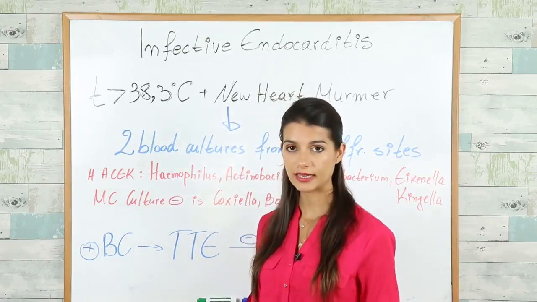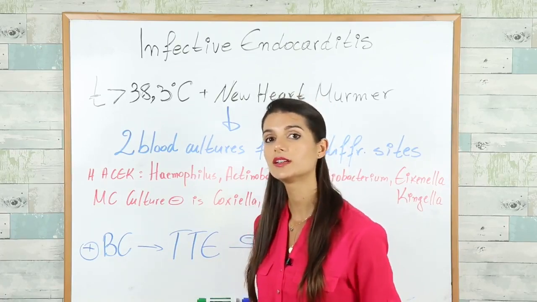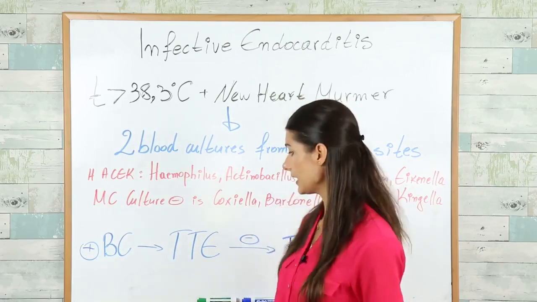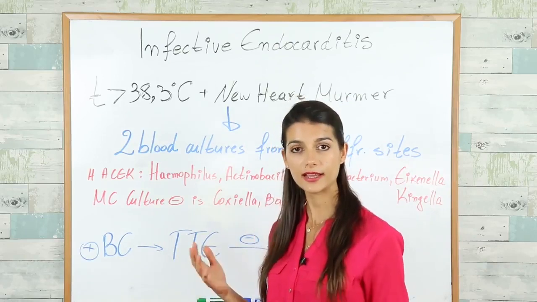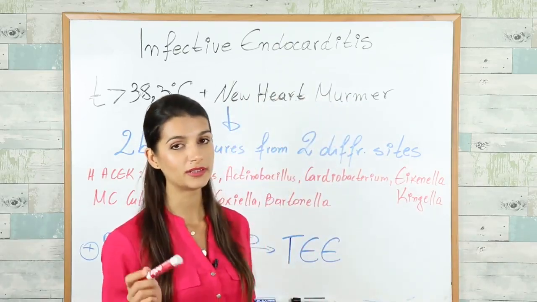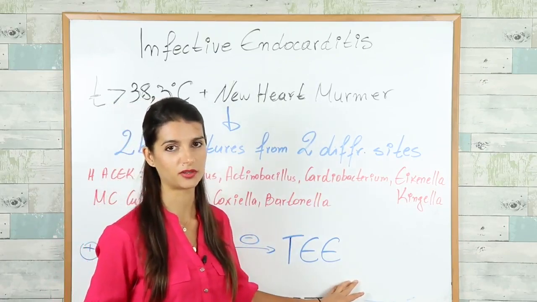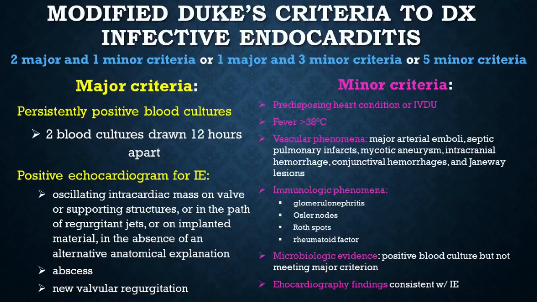But if the culture does come back positive, now you have to confirm your diagnosis. And how do we do that? With the TTE, to look for valvular vegetations. And if the TTE is positive, alright, now you have to start treating the patient. But if it's negative, now you have to perform another test, which is the invasive one, the transesophageal echocardiography, because this test is more specific and sensitive than the TTE.